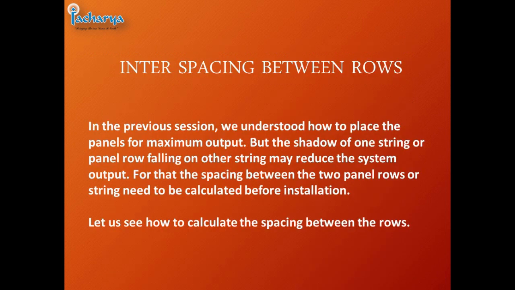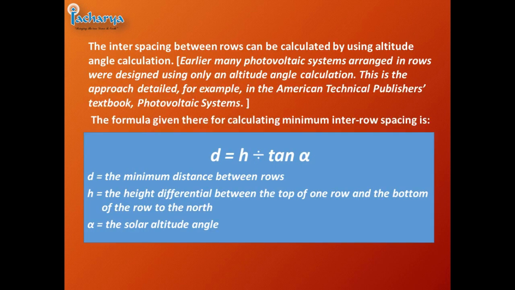Interspacing between rows. In the previous slide, we understood how to place the panels for maximum output. But the shadow of one string or panel row falling on another string may reduce the system output. For that, the spacing between the two panel rows or strings needs to be calculated before installation. Let us see how to calculate the spacing between the rows.